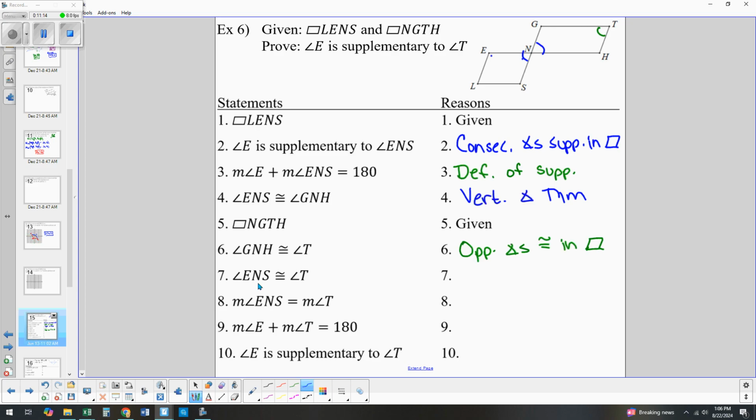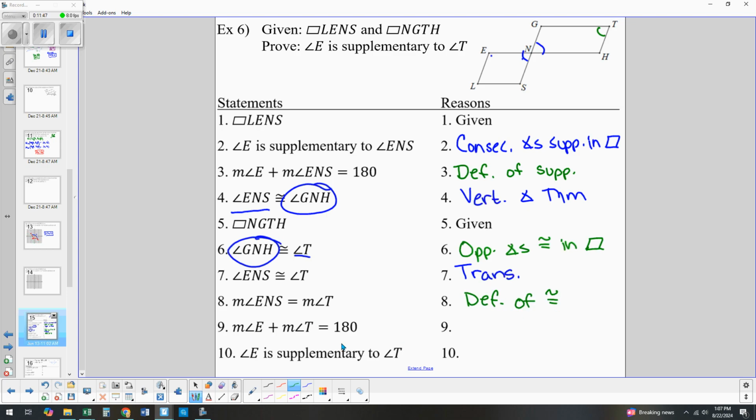So now I can connect. I've seen ENS before right here. I've seen GNH before right here. Sorry, T. And they were both congruent to GNH. So I'm linking them together using the transitive property. Remember, that cannot be substitution because we were using a congruent sign, and substitution never ever works with a congruent sign. Now I'm changing them from congruent to equal, so that's the definition of congruence.